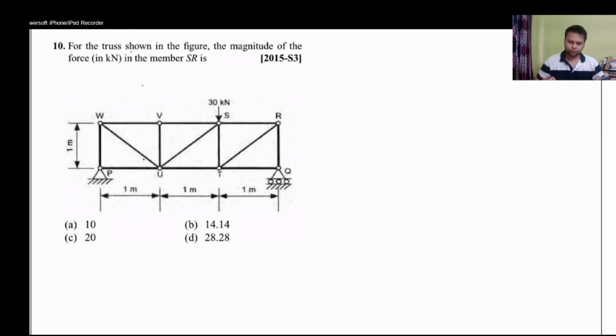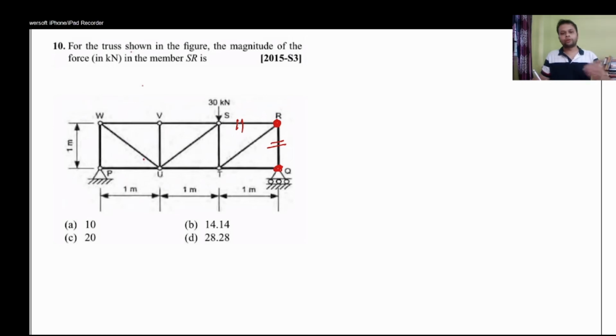For the truss shown here in the figure, find the magnitude of the force in member SR. As we know, we can solve questions on truss by two methods: method of joints and method of sections. If I approach this with method of joints, I'll first solve for the equilibrium of joint Q and find out the force in member RQ. Then I'll move to the equilibrium of joint R, and I'll try to solve for the force in SR. So this is a two-step process.